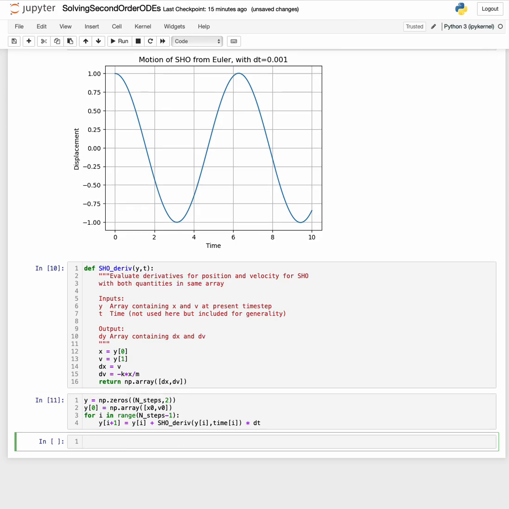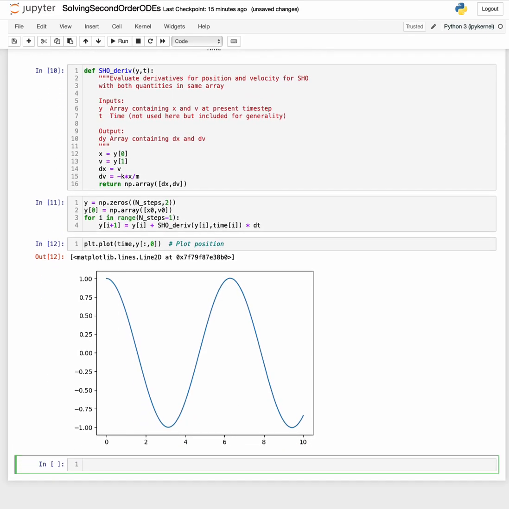So I've run that. What happens now? Let's do plot of time comma y. Now let's think about the indexing. The first index is the time, so I want all of those. The second index selects between position and velocity, so I'm going to choose 0 because I want the position. Let's just put a little note, plot position.